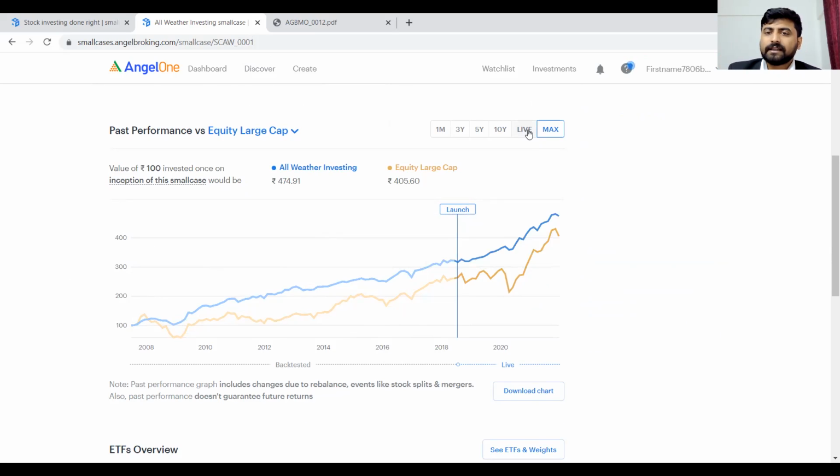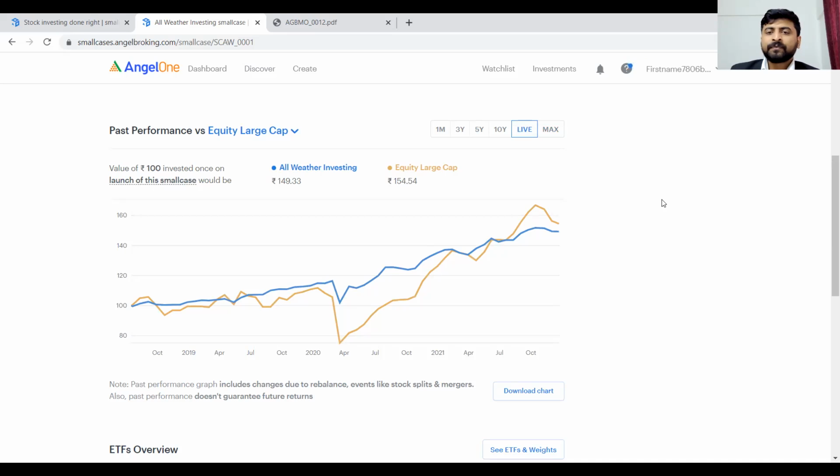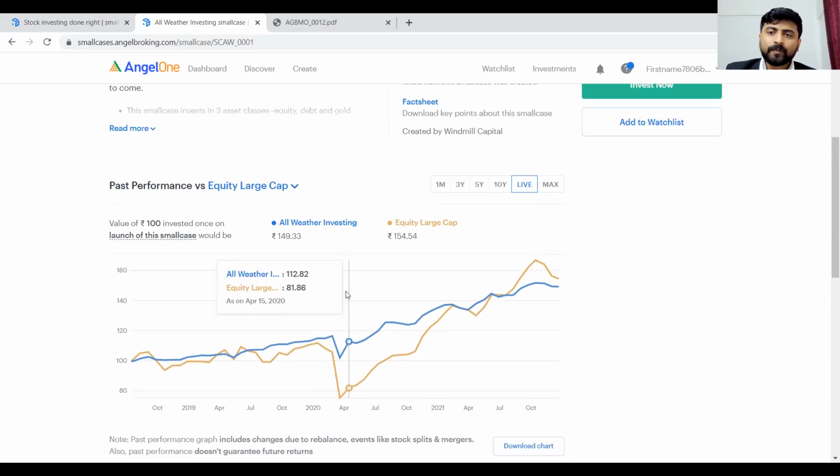In order to just see the live performance, please click on live and you will be able to see the live performance. This is going to be the launch date, that is July 16, 2018, for this particular small case. And you will be able to see that even during the March COVID crisis of 2020, this small case did not have any drastic drawdown with the market. So even when the markets had fallen by 35%, this small case did not correct to that extent. So why is it so?